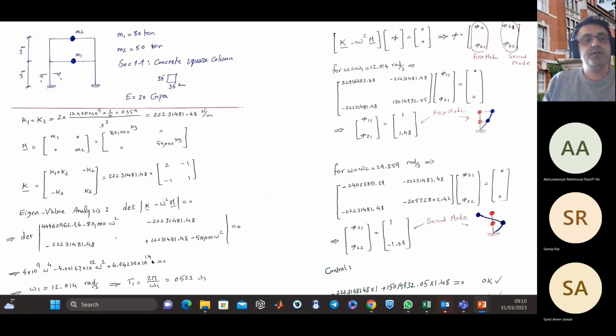It's a two-story 2D frame structure. The height is 3 meters, and we have two lumped masses at story levels equal to 50 and 80 tons. It's a concrete frame consisting of beams and columns with a square section, a dimension of 35 centimeters, and the modulus of elasticity for the concrete material is 20 gigapascal. This is the example. I've gone through it in those pre-recorded videos, and this is just the hand calculations for the first video.